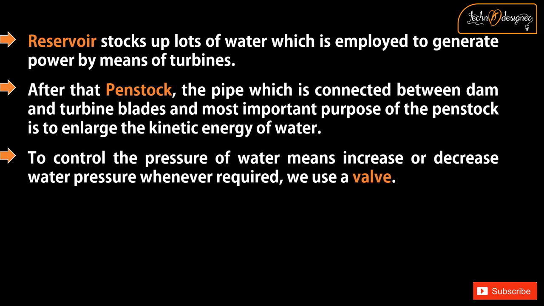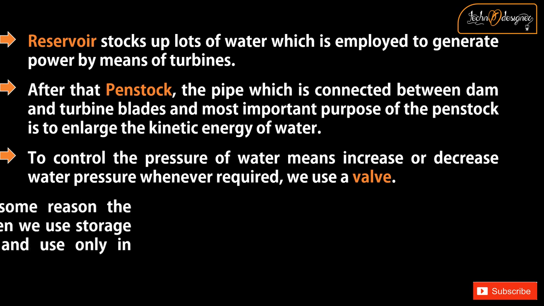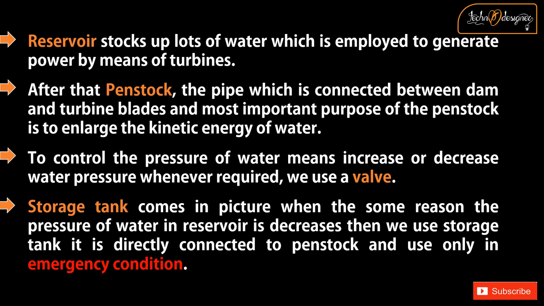To control the pressure of water, meaning to increase or decrease water pressure whenever required, we use a valve. The storage tank comes into the picture when, for some reason, the pressure of water in the reservoir decreases. It is directly connected to the penstock and used only in emergency conditions.